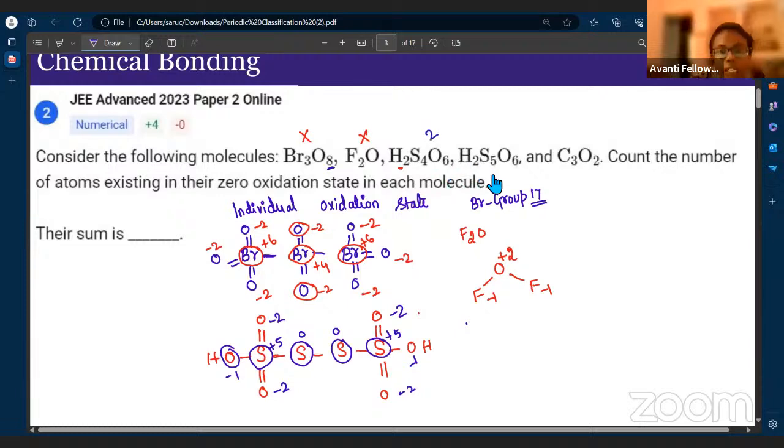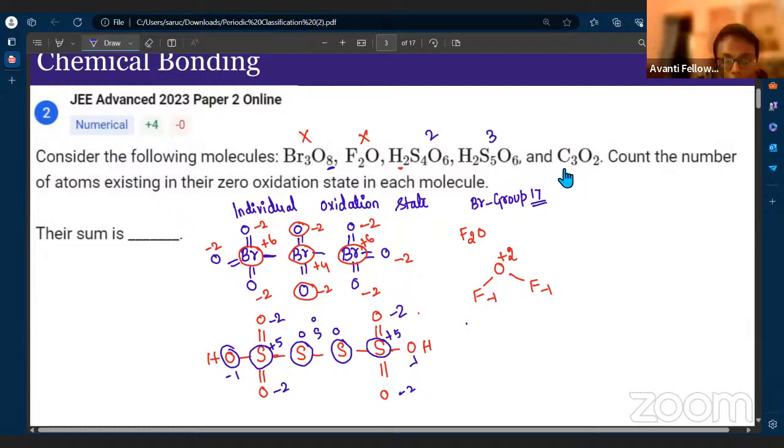And next is H2S5O6. Here I'm going to add 1 more sulfur. So here I'll be adding 1, 2, 3, 4, 5. So this one will also have 0.